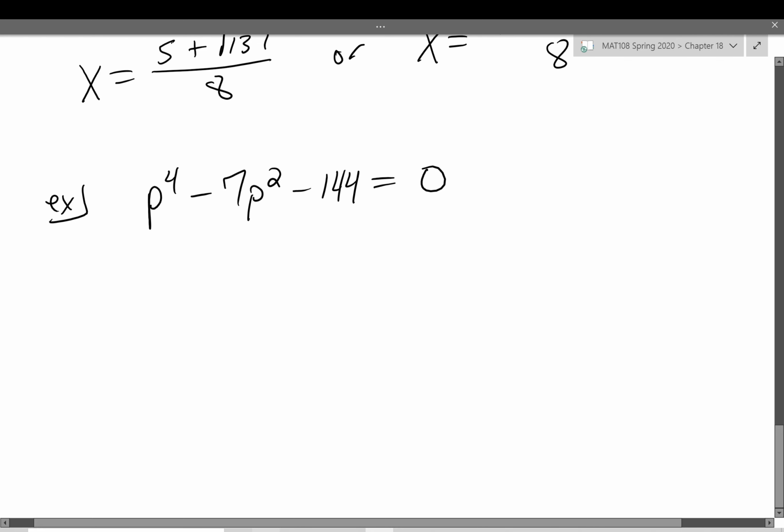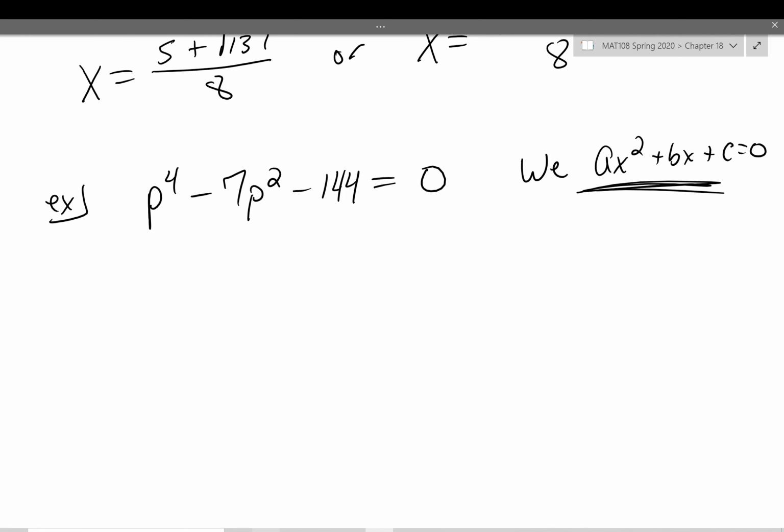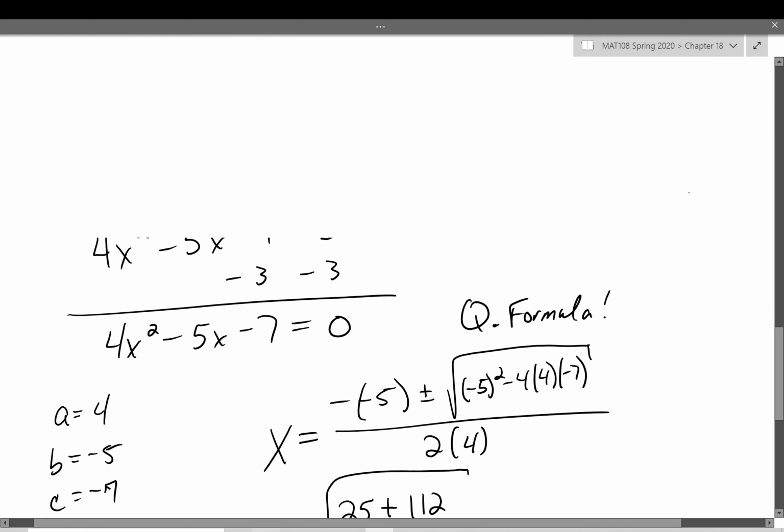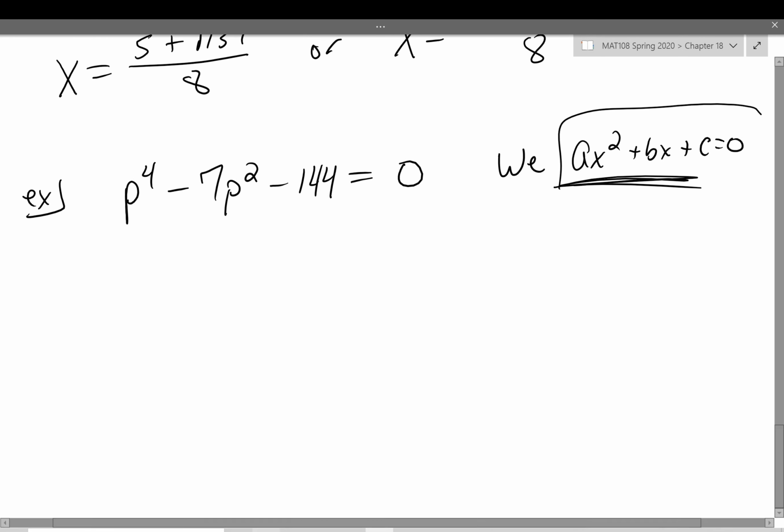Okay? Now, I'm going to teach you something here. We know what we're really looking for: ax squared plus bx plus c equals 0. That's what we've been studying. Now, if you look at our problem, it's p to the 4th minus 7p squared minus 144. In other words, it doesn't quite look like what we've been studying off to the right. But it is. Let me show you.